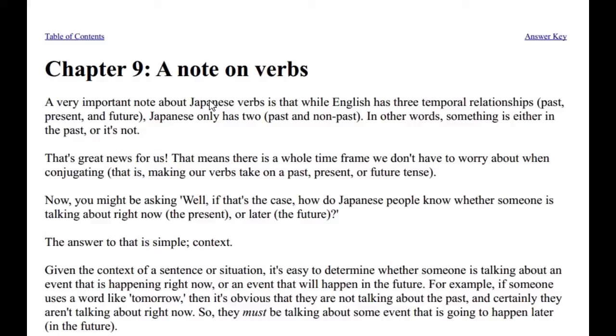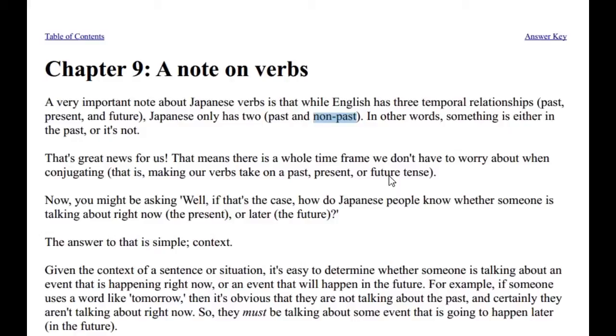The thing that we're going to talk about today is how Japanese verbs work. So in English, as you already know, there are three temporal relationships. There's past, present, and future. But in Japanese, there are only two. Those would be past and non-past. So to put it another way, something is in the past or it's not.